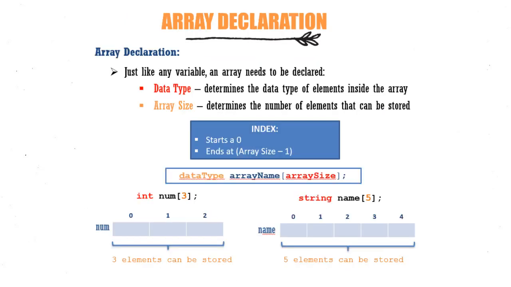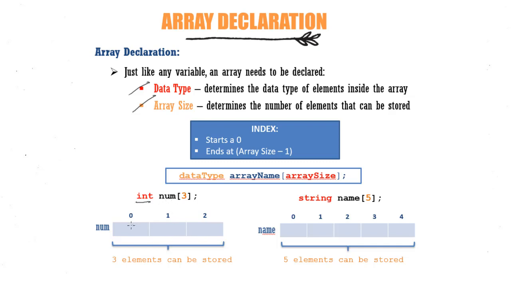Like I said earlier, whenever you create an array, it is important for you to declare your array. Just like any variable, array is the same. You need to declare your array if you want to use your array. If you want to declare your array, this is what you need to have. You need to have the data type, and you also need to have the size. The data type will determine the data type of elements inside the array. So if I do int num3, it means that all of the data inside here will be an integer.